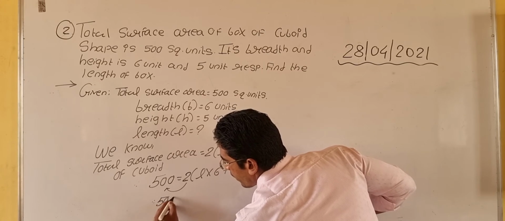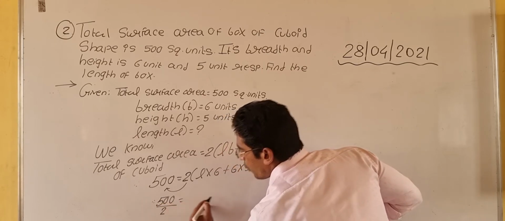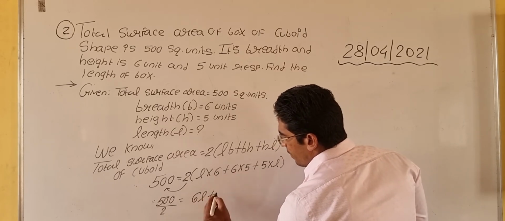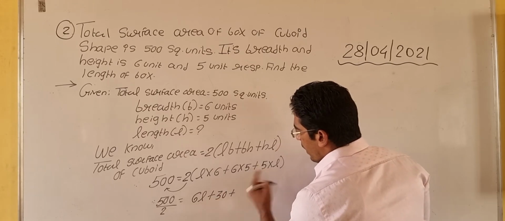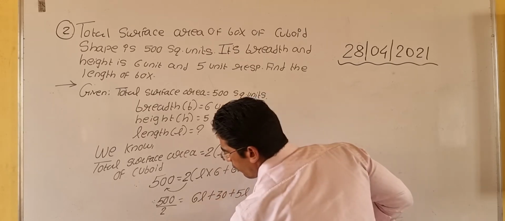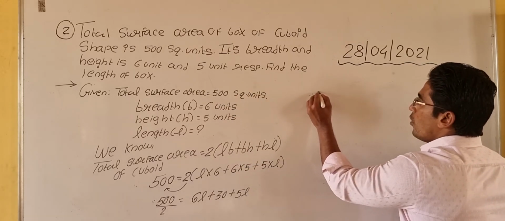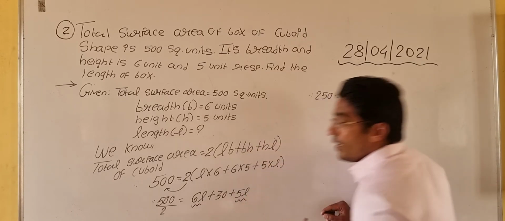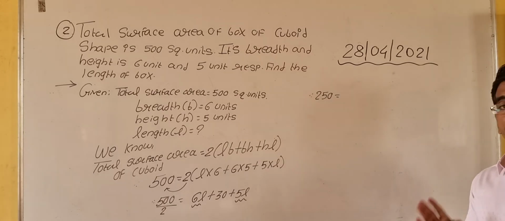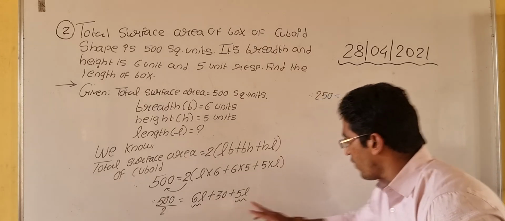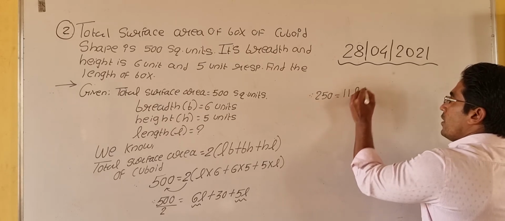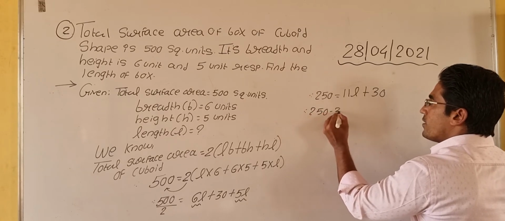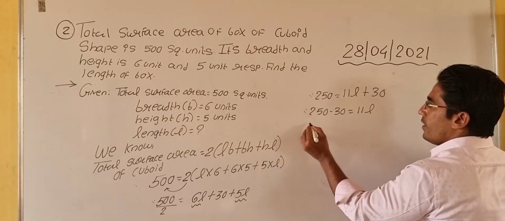Therefore, 500 upon 2 is equal to what is remaining? 6 into L, 6L, plus 6 5s are 30, plus 5 into L, 5L. Now 500 upon 2, therefore 250 is equal to, now here there is L, again here there is L. We have seen in the lower standards that when the variable is the same, only then we can add. So 6L plus 5L, 11L. 30 will remain as it is. Transfer 30 here. 250 minus 30 is equal to 11L.